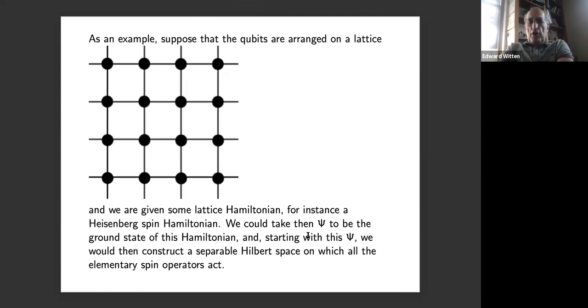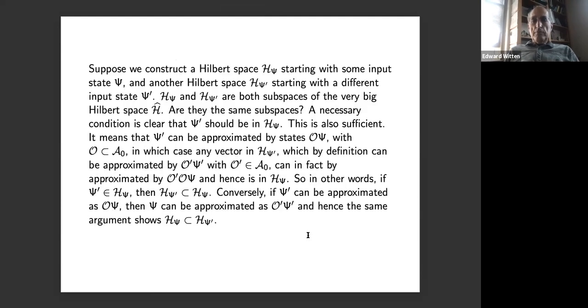And starting with this psi, we would then construct a separable Hilbert space on which all the elementary spin operators act. And we would complete it to get a good algebra for that Hilbert space. But the Hilbert space we would get would depend on the lattice Hamiltonian we chose. Now, suppose we construct a Hilbert space H psi from some input state psi, and a Hilbert space H psi prime, starting with a different input state psi prime.